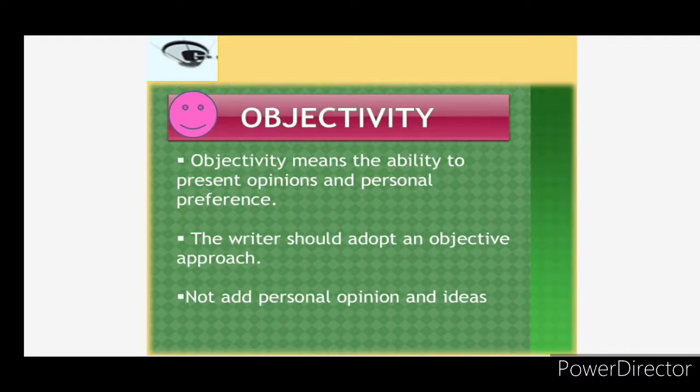Then comes objectivity, which means the ability to present ideas without opinions and personal preference. The writer should adopt an objective approach. And you cannot add personal opinion and ideas when writing a Precis.